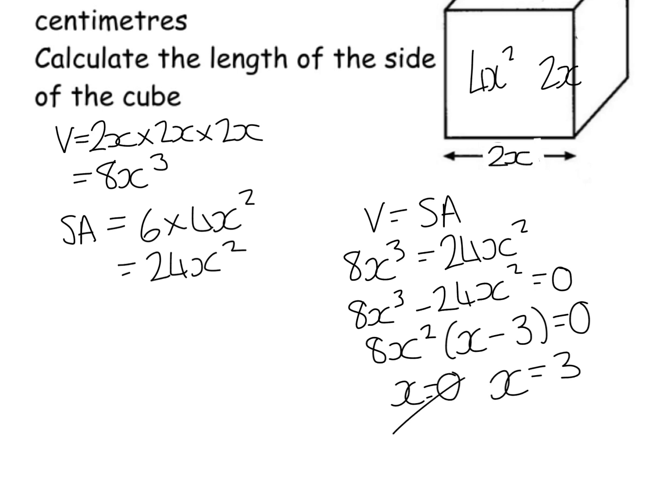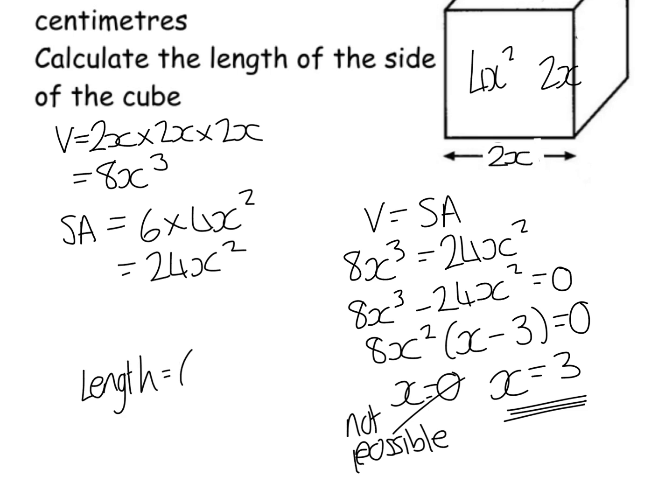X can't be 0, so we write not possible. Or discard or ignore whatever your teacher tells you. I like not possible. So x equals 3. That doesn't answer the question. The question wants the length of the side of the cube. So the length is 2x, so the length is 6 centimetres.